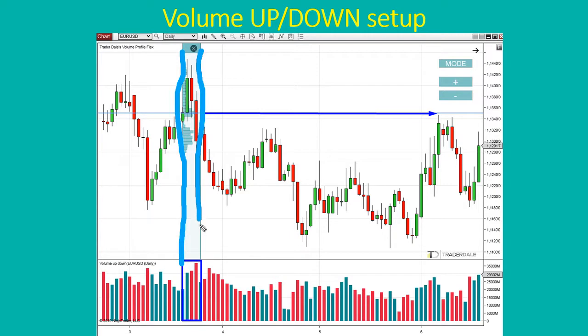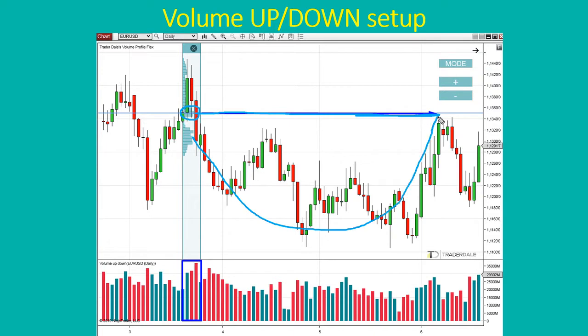This is the area you are interested in, those candles. Now you identify where the volume profile was the thickest, and it was the thickest in here. So at this price level you draw a line, you wait for pullback. When the price hits this line, you go short.